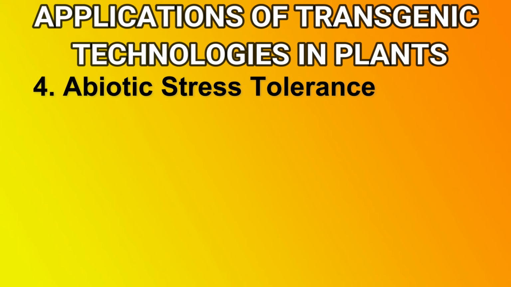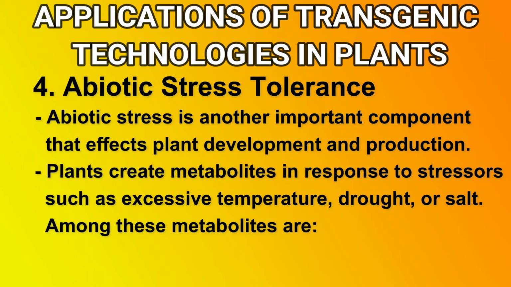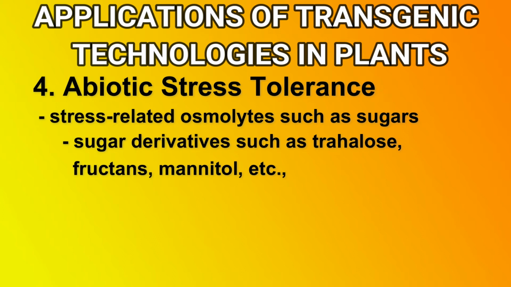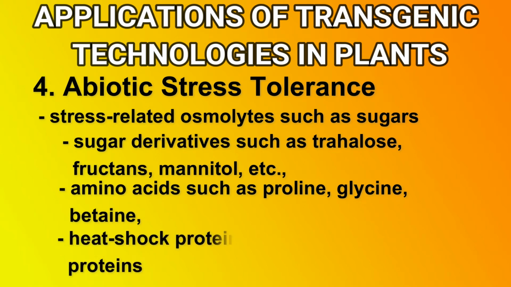Number 4. Abiotic stress tolerance. Abiotic stress is another important component that affects plant development and production. Plants create metabolites in response to stressors such as excessive temperature, drought, or salt. Among these metabolites are stress-related osmolytes such as sugars, sugar derivatives such as trehalose, fructans, mannitol, etc., amino acids such as proline, glycine betaine, heat shock proteins, and antifreeze proteins.